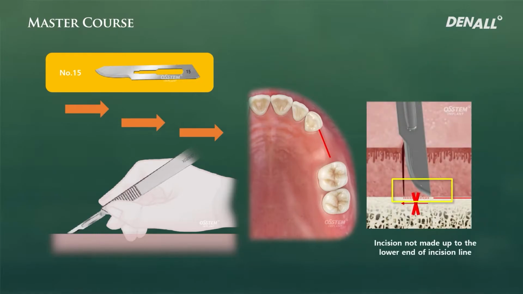This picture is very important. Number 15 blade is commonly used. The blade has a curvature. Even though the incision that we want is made, the deep part of the tissue may often not be cut completely. So you need to make an additional incision so the tissue is completely detached from the periosteum to reflect the flap properly.